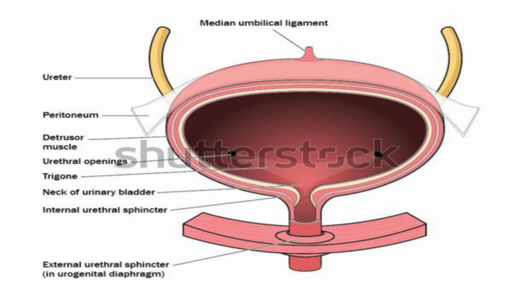This picture is showing the location of internal urethral sphincter, which is located at the bladder neck. Secondly, there is external urethral sphincter, which is located in the urogenital diaphragm externally.